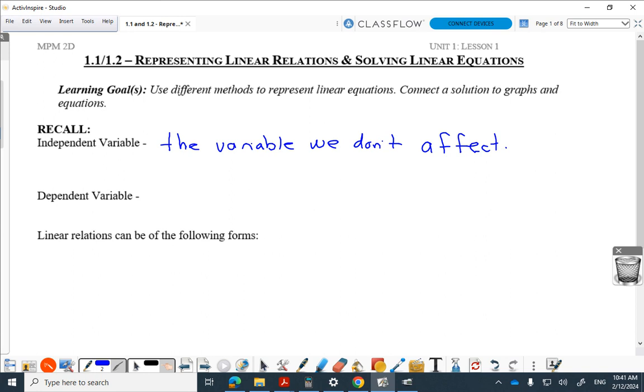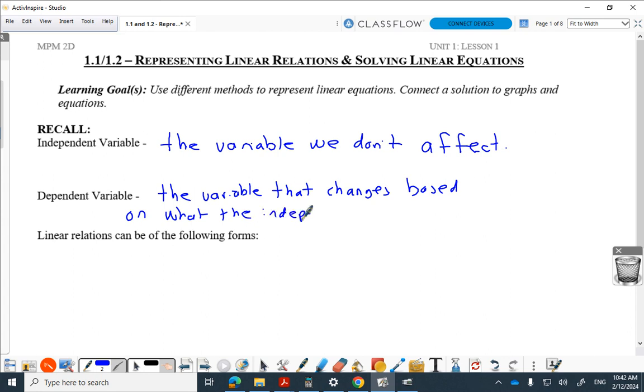The dependent variable is the variable that changes based on what the independent variable is doing. See, do you see that's a little bit awkward, that definition.